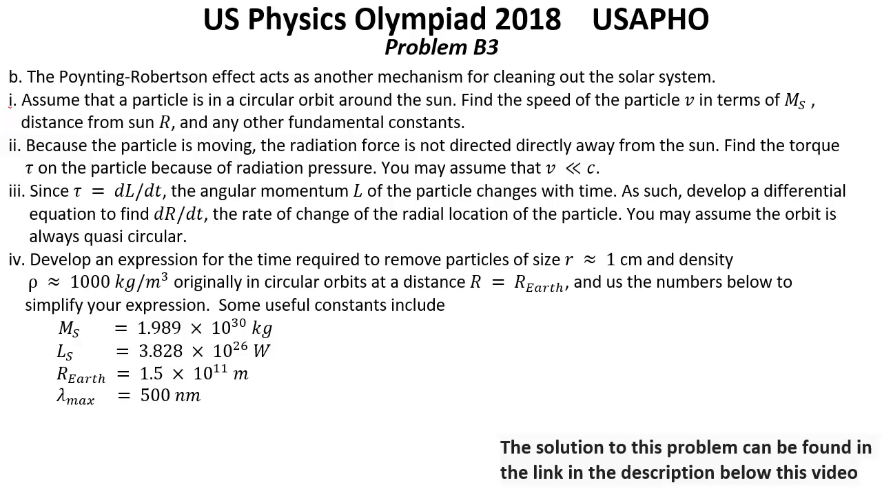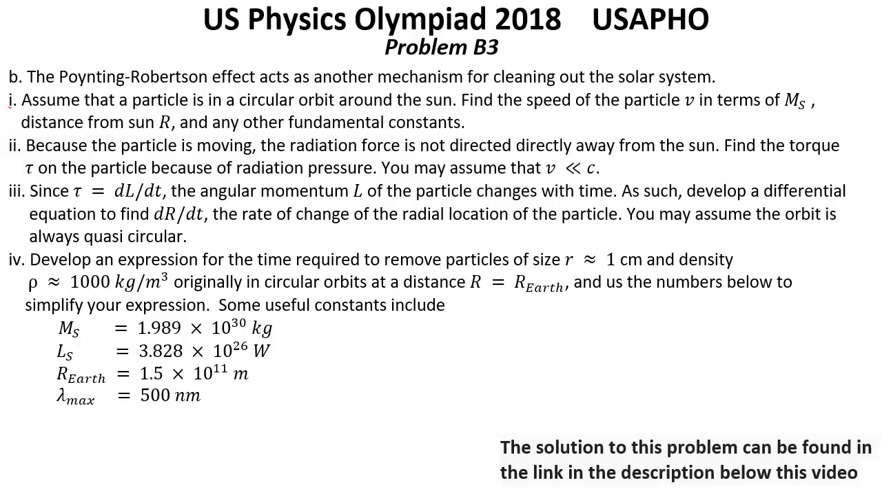Because the particle is moving, the radiation force is not directed directly away from the Sun. Find the torque tau on the particle because of radiation pressure. You may assume that v is much less than the speed of light c.